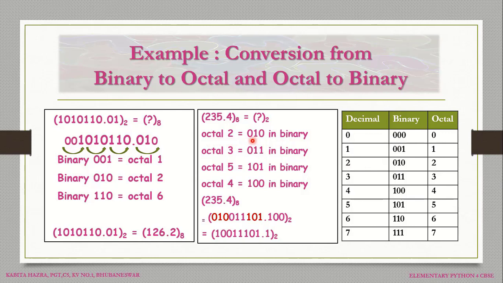So octal 2 can be represented as 010, octal 3 can be represented as 011, octal 5 can be represented as 101, and octal 4 can be represented as 100 in binary. So 235.4 in octal is 010 011 101.100.